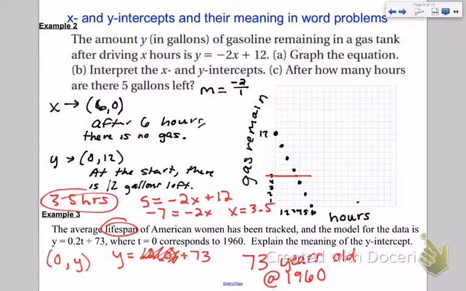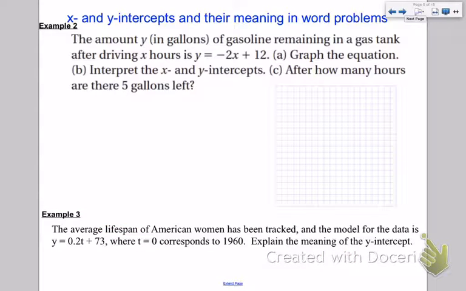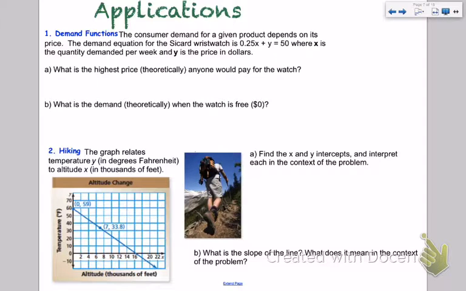All right, I would like you to do the U-Try below this one, and we have one more slide for notes. Okay, so the last slide of notes we have is a demand function, and they give us the function for a demand of a wristwatch. Note that this is in standard form. x is the quantity demanded per week, and y is the price in dollars.